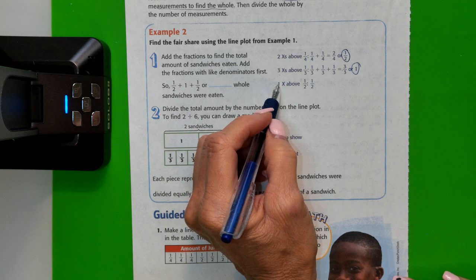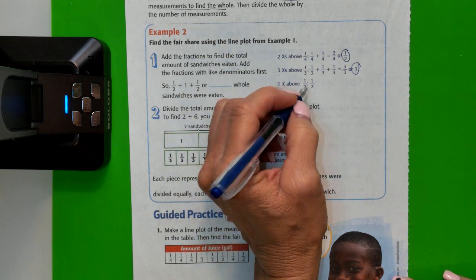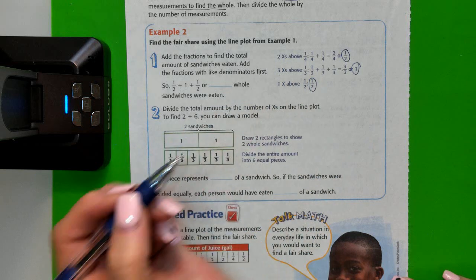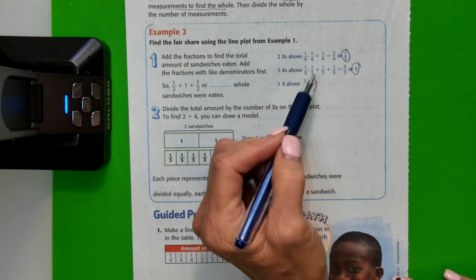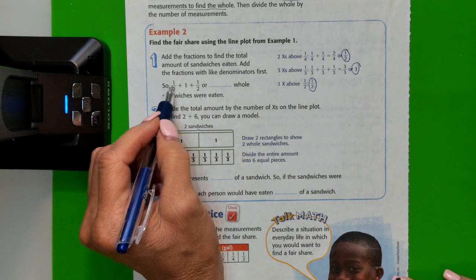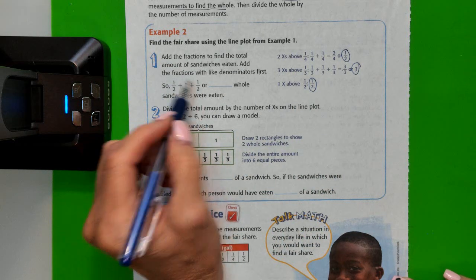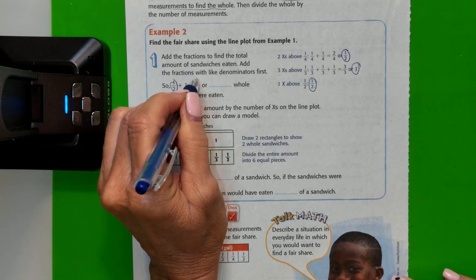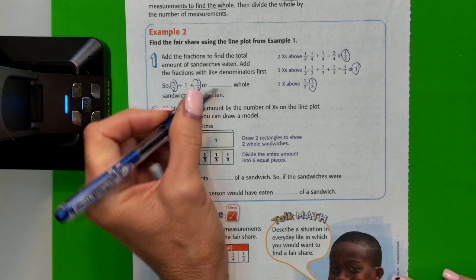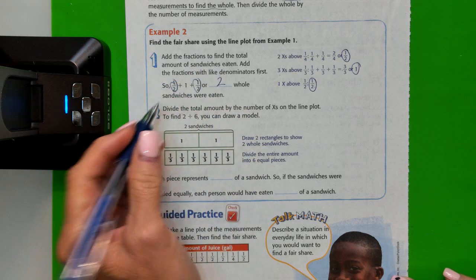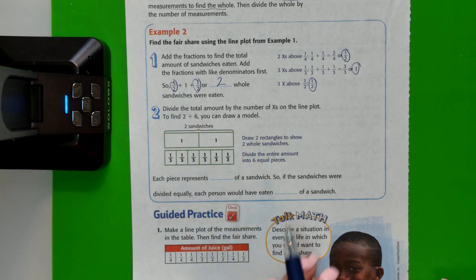And then lastly, we only had 1 X above 1/2. So there we go. We now have to add 1/2 plus 1 plus another half. Well, 1/2 plus 1/2 equals a whole. So this is a whole plus another whole. So we have 2 whole sandwiches that were eaten.